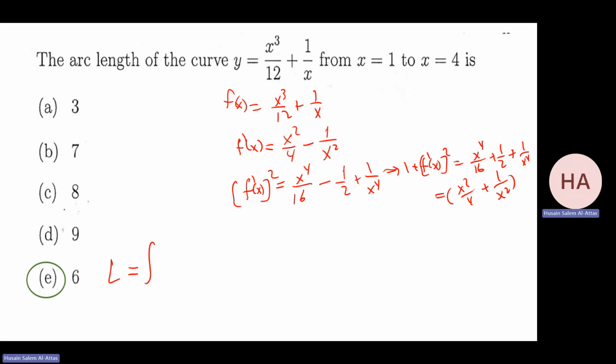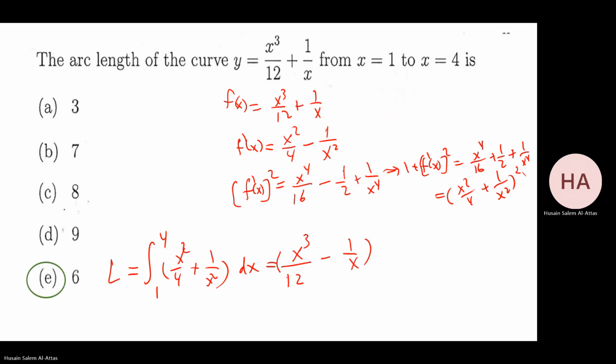So L will be the integral from 1 to 4 square root of this squared, which is x squared over 4 plus 1 over x squared dx. Integrate, that will be x cubed over 12 minus 1 over x from 1 to 4. Am I right? Yeah. Gives me x squared over 4. This gives me 1 over x squared. Okay. So that gives me what?